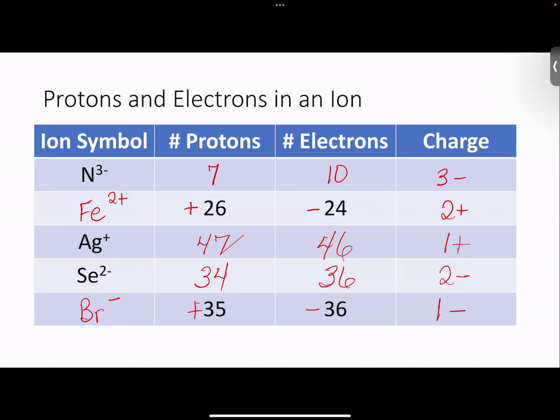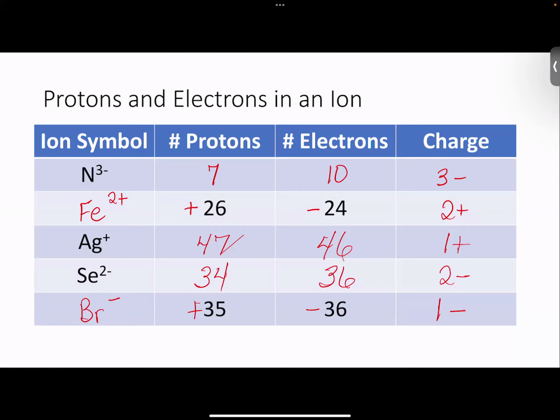So it's silver. Ag, 47. That's its atomic number, so therefore that's the number of protons. It is a plus charge. Plus charge results from the loss of electrons, meaning there's fewer by that number. So there would be 46 electrons, and it's a +1 charge.